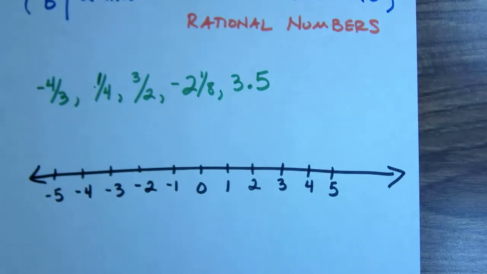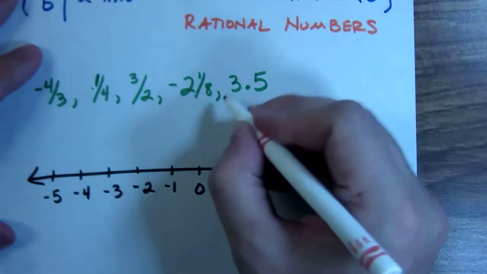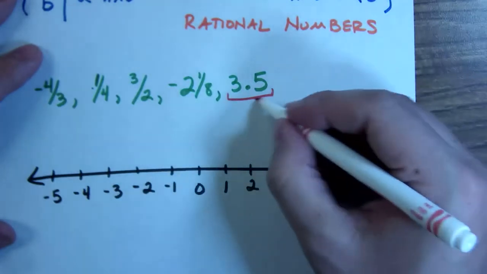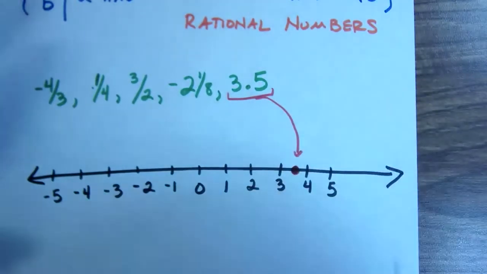So out of all the numbers that I just gave you, which one do you think is the easiest to put in the correct spot? 3.5. I agree. 3.5 is really easy to wrap your head around. On the number line, 3.5 is exactly in the middle between 3 and 4. So this guy is going to go right here. There's 3.5. Okay, what else you got?